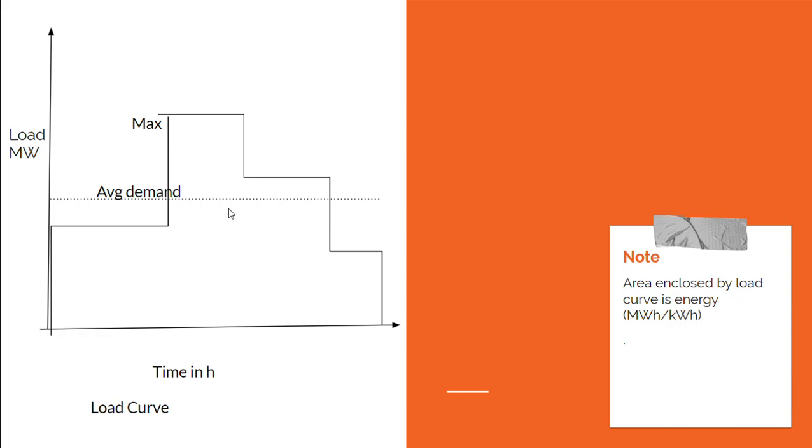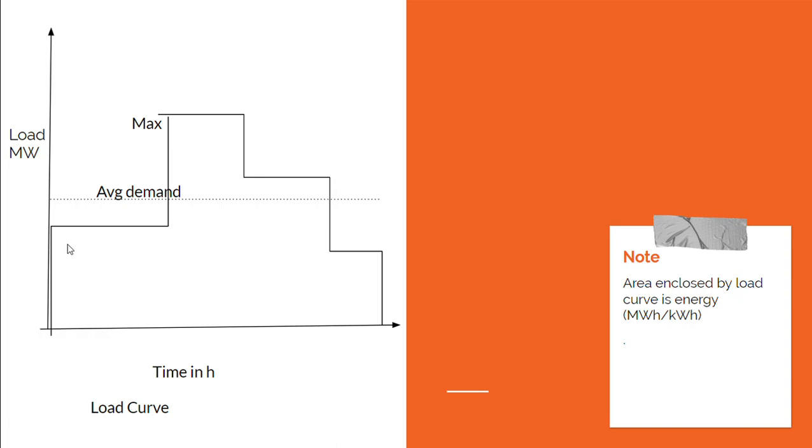So there's a mathematical thing. We need to calculate what is the average demand, and this would be the maximum demand. This would be the maximum demand. So understanding what is the average demand, what is the maximum demand would influence the choice of the power plant, and it would also influence the economics of the power plant.